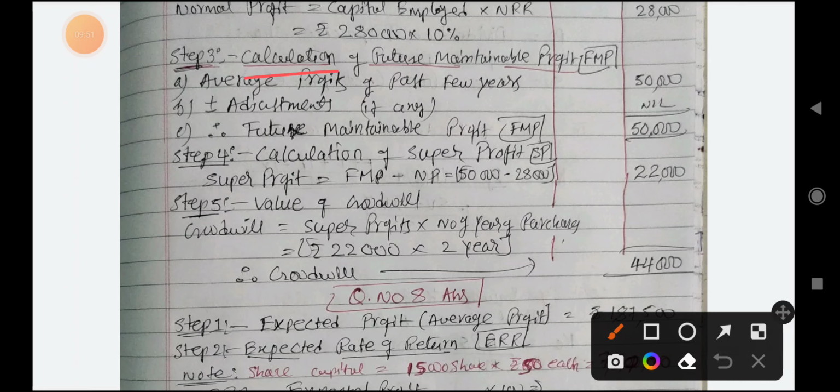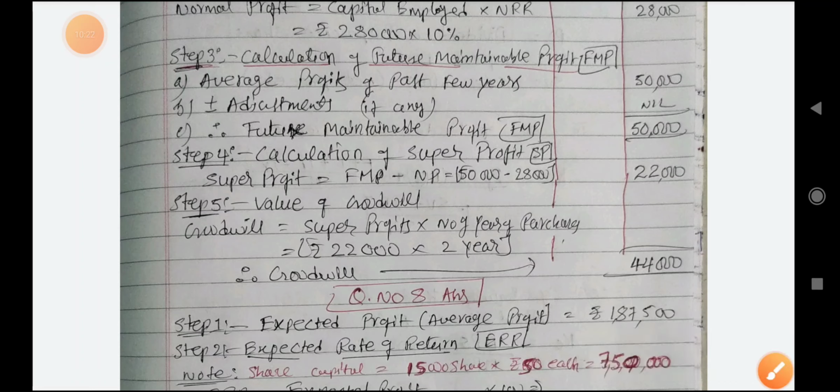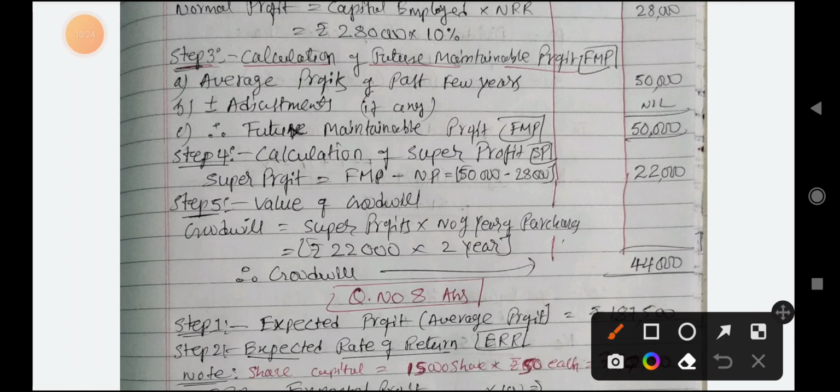Next we need to calculate future maintainable profit FMP in step 3. Average profit of past few years is given 50,000, which we have taken, plus or minus adjustments if any we need to do, but here there are no adjustments. Sometimes there will be adjustments like remuneration to partners or alternative premises. And income from investments, don't forget it, that also we need to deduct for calculating FMP. So here there are none, therefore total 50,000.